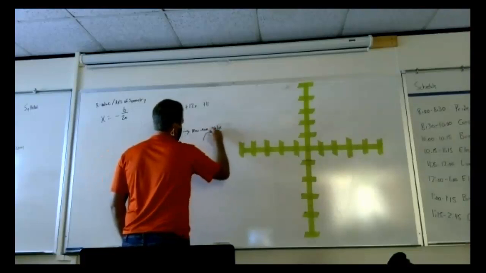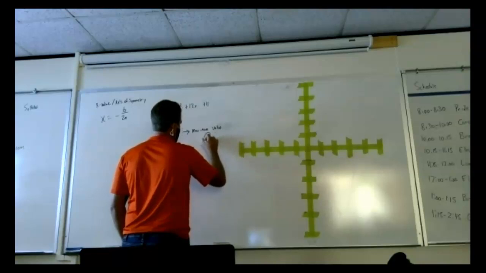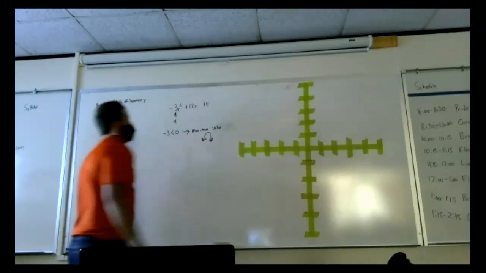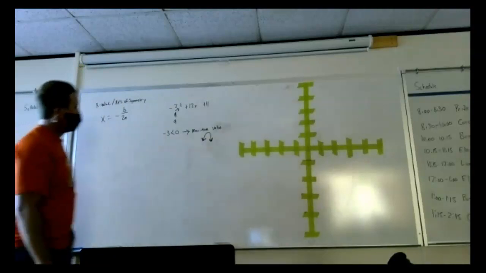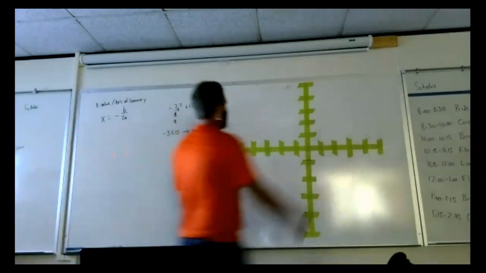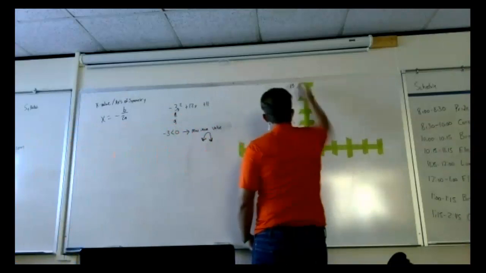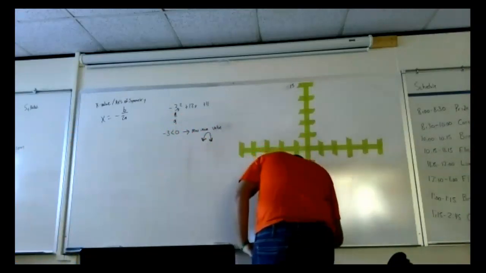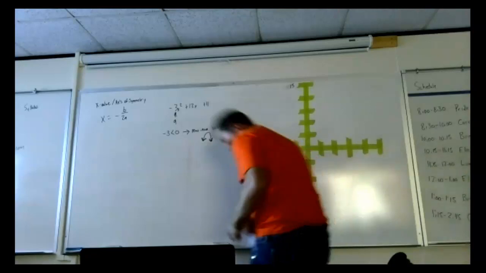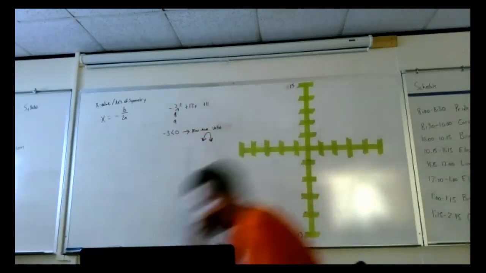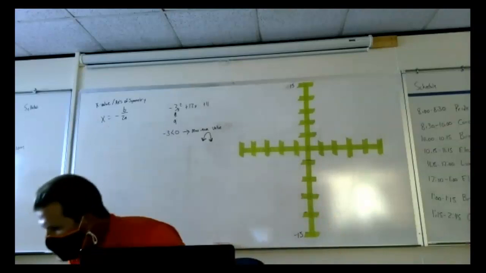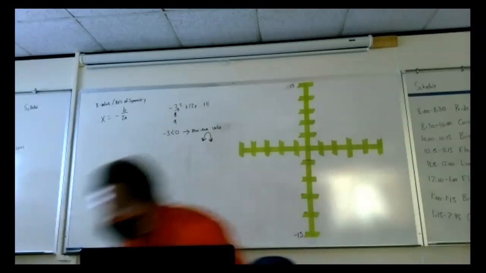And our graph is going to be opening down with the vertex at the top. All right? Let me label my graph so that I can graph it. Okay, now looking at number B. It says find the maximum or minimum value of the function.